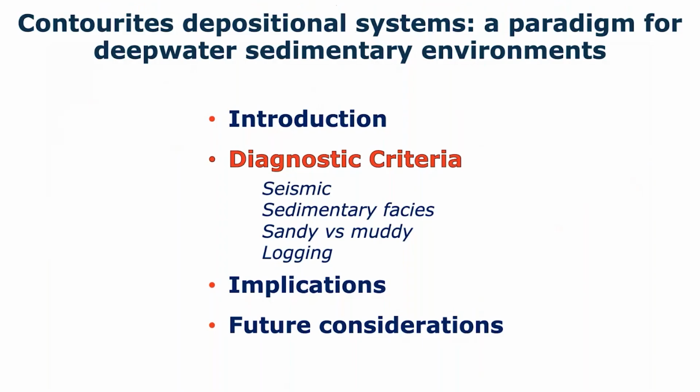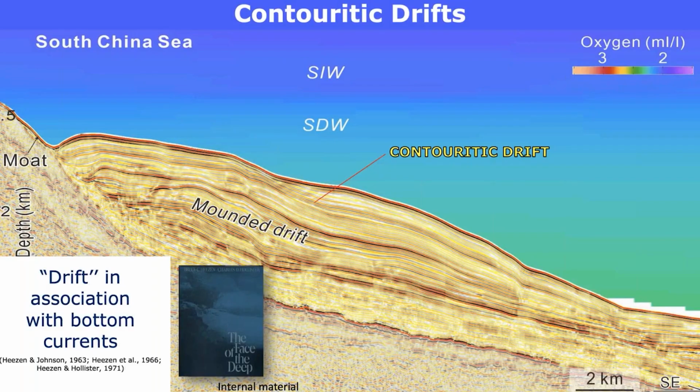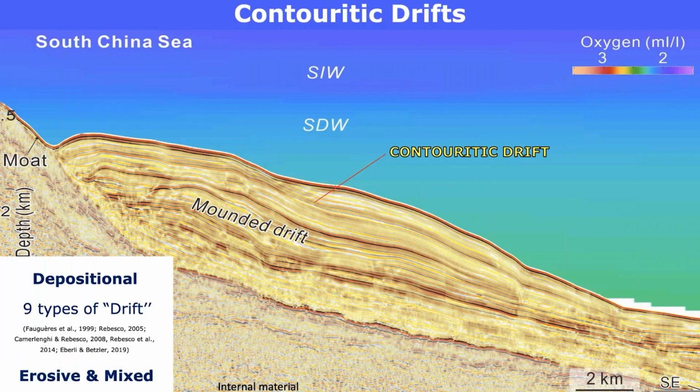So what are the main criteria? Normally we use drift for the larger bodies of sediment affected by water masses and bottom currents. This is a drift from the South China Sea, and the term was defined in the 60s by Heezen and Hollister in the fantastic book The Face of the Deep. There are different types of drift. Nine types of drift are considered in the literature. Probably there are more that are less known, but we all assume that there are at least nine types of drifts.